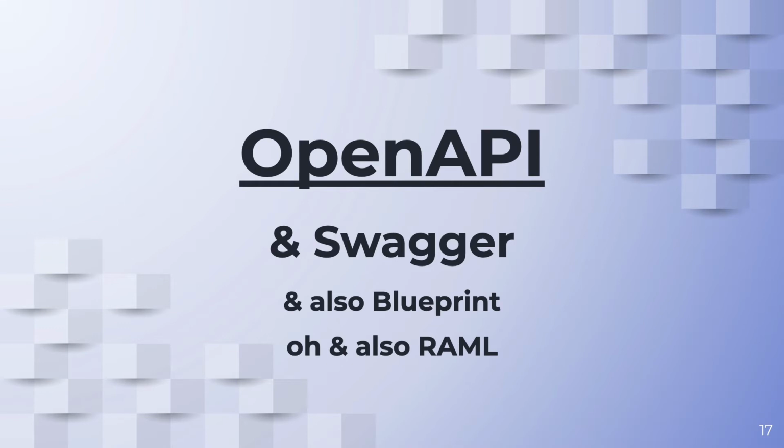Some of the specifications that we mentioned: OpenAPI being the most current, but it's just a descendant of Swagger, which a couple people mentioned. There's also an API specification called Blueprint, and there's one called RAML, but they all do the same thing. And to explain, let's take a quick look at one of them.